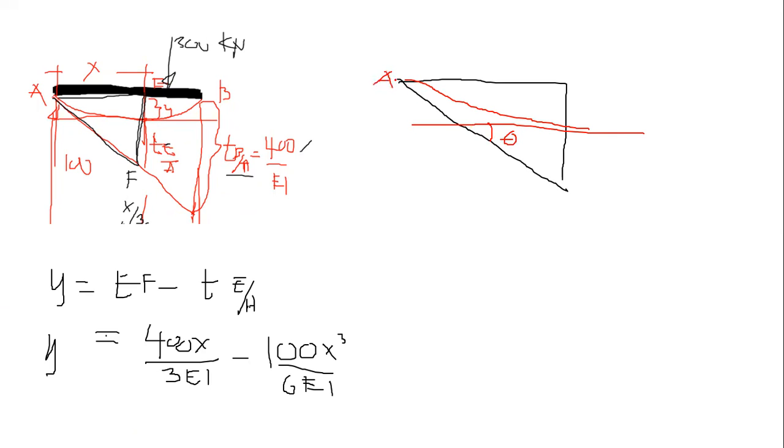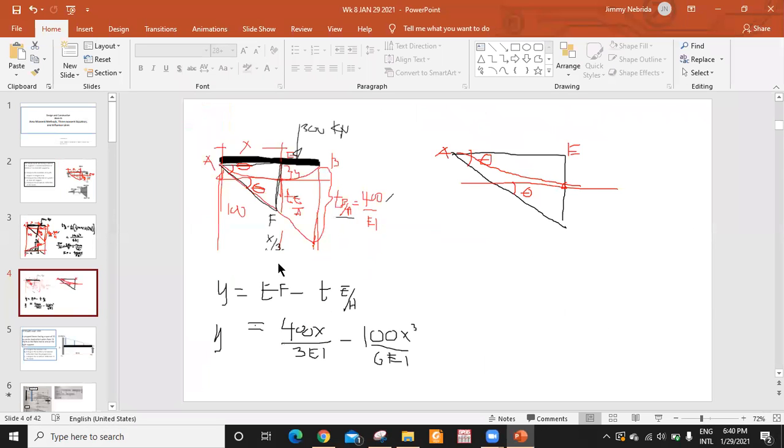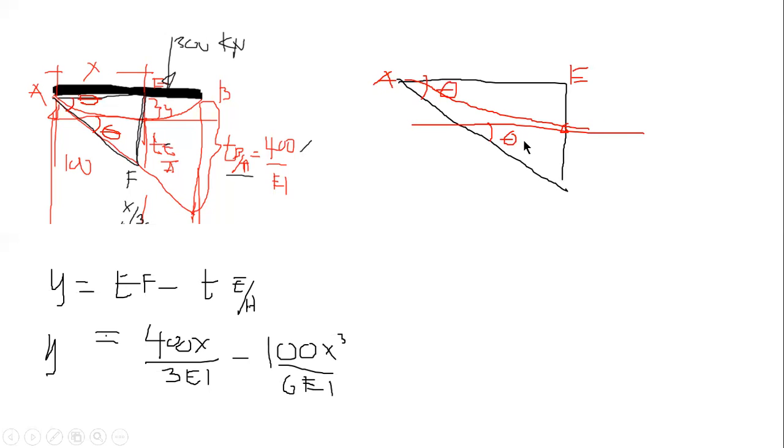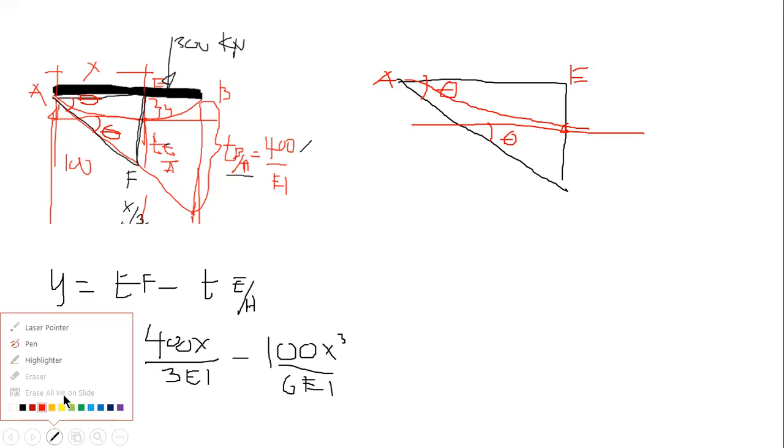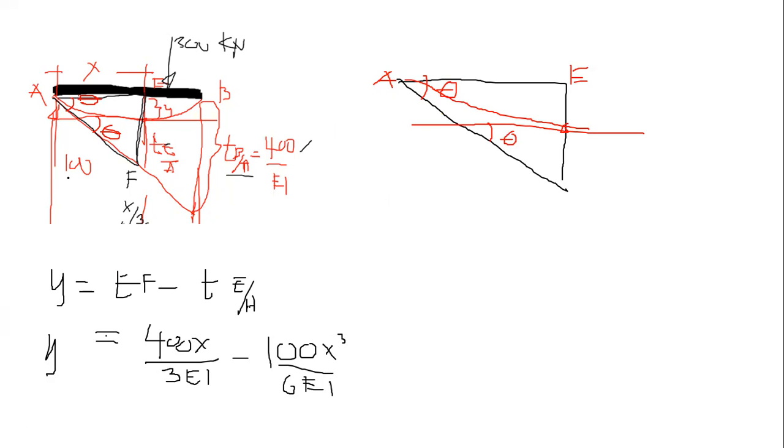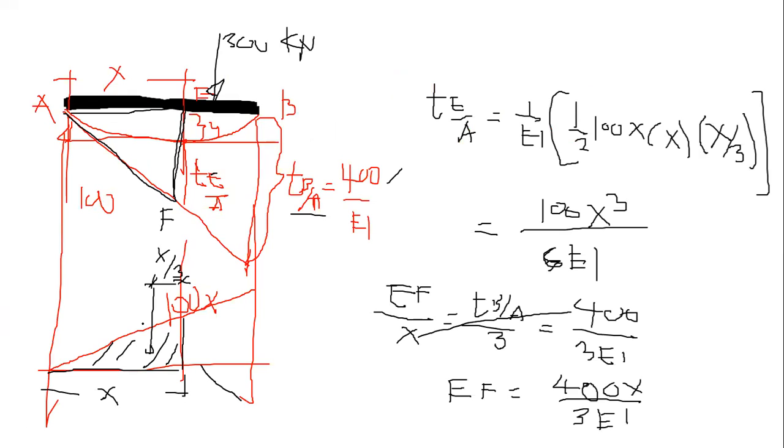This is A, and this is this point. This is at E. This angle is also theta. Okay. This is also theta. Okay, so how can we compute this angle with respect to x? So this one, you have this value of x. We already have this area before, so we can compute the angle here, theta.